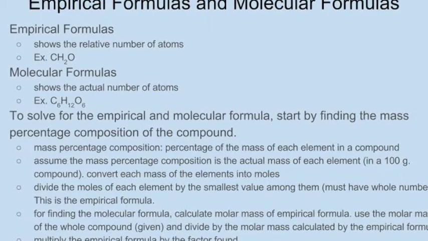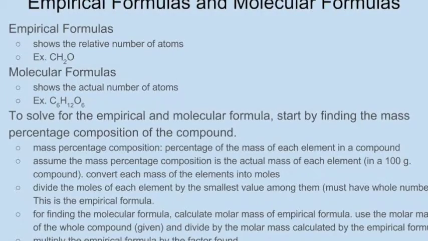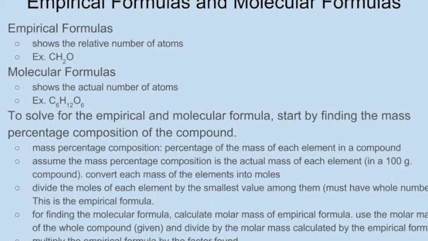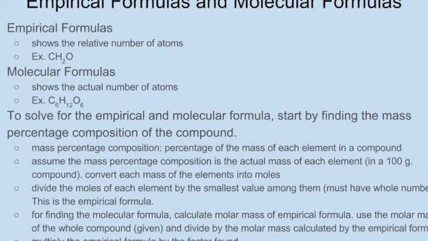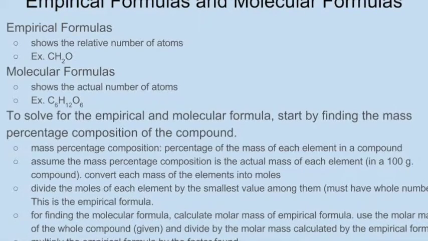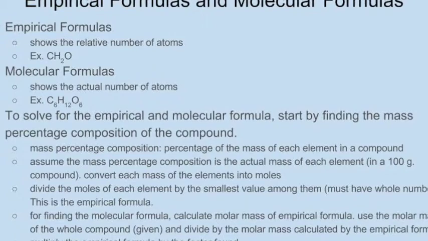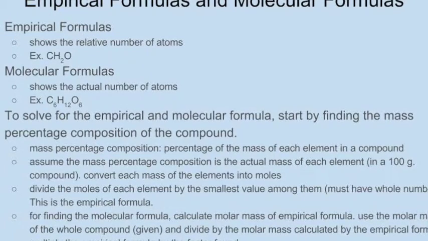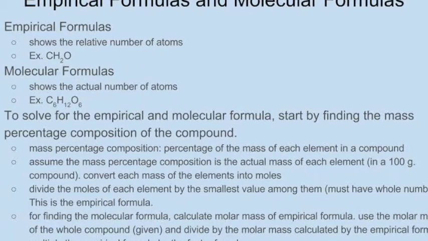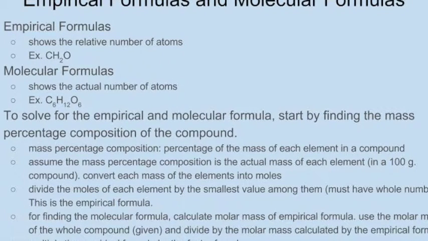This is also known as the empirical formula. To find a molecular formula, we have to calculate the molar mass of the empirical formula. Once we have that, we use the molar mass of the whole compound, which is usually given to us, and we divide that by the molar mass calculated from the empirical formula. After doing this, we have a factor, which we multiply the empirical formula by to get the molecular formula.